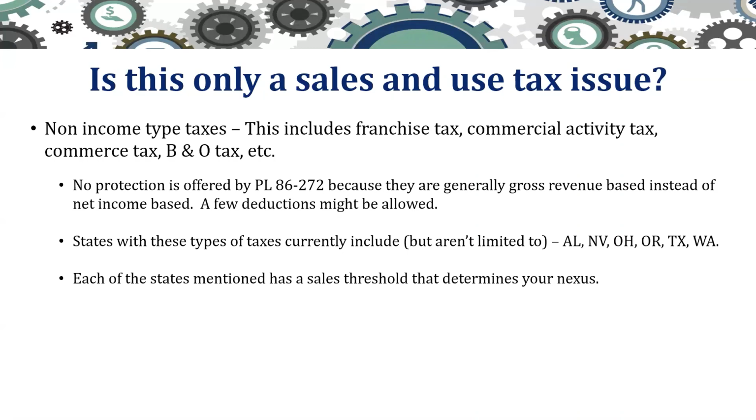And each of these states has a threshold that determines whether or not you have nexus. So for example, with $500,000 in sales to Texas, they say you now have nexus. Ohio, a similar amount. Each state has a different dollar amount. But these can catch you a little off guard because even if you have no net income, you can still owe taxes for these kinds of taxes because they're not net income based.